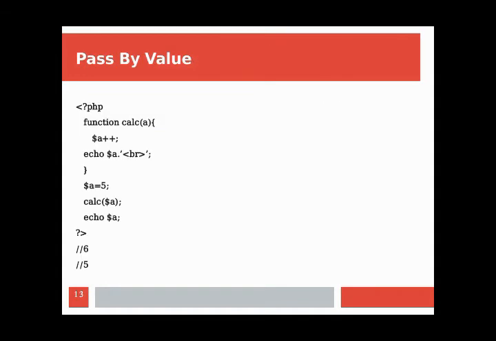Here we will see the example of pass by value. Here again in PHP code, function cal. Here the argument is $A. Then in the code we write $A plus plus and echo $A, and a right curly bracket, that means the end of the function. Next, $a equal to 5 semicolon, then cal $a, that means we call the function cal with $a.